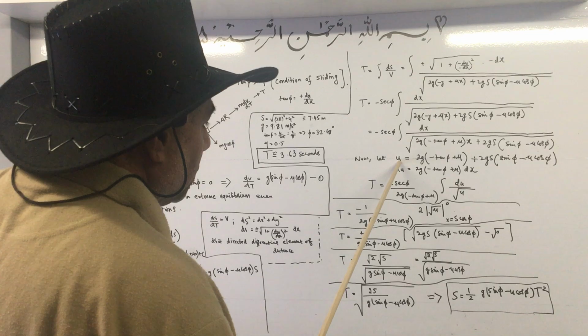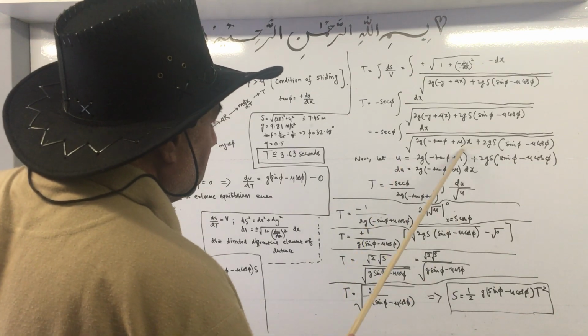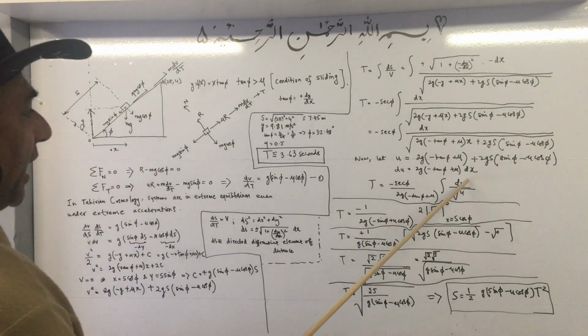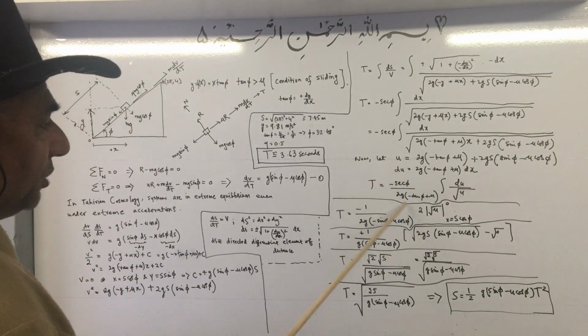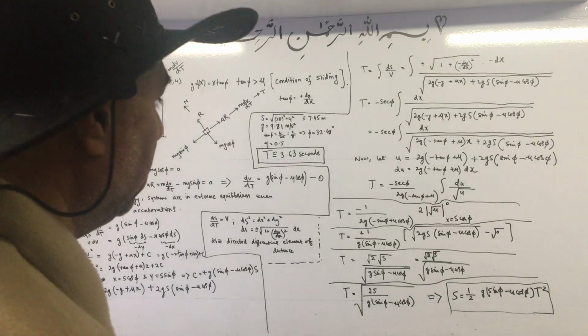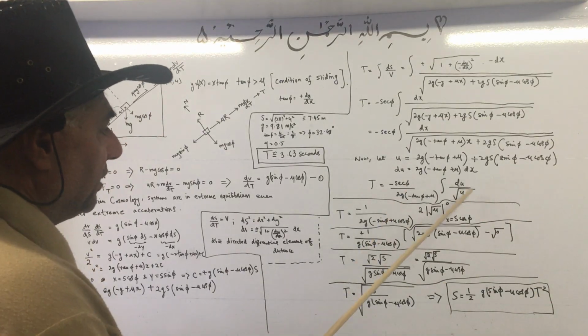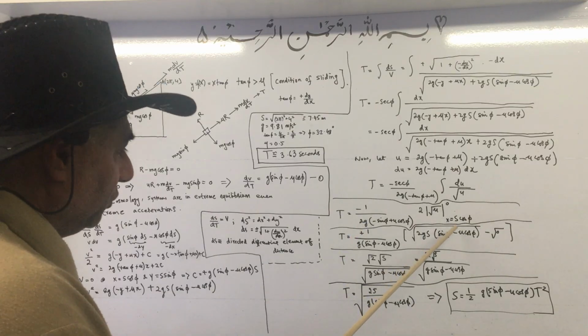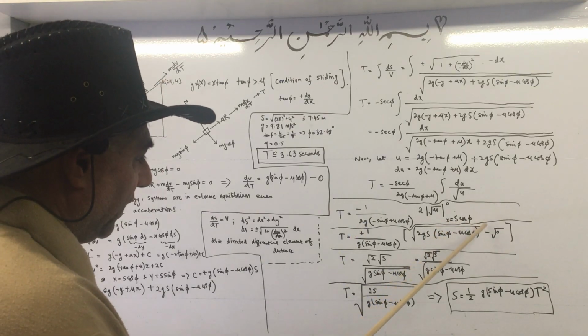So you consider u equal to this expression. Then du is equal to this dx. Okay, so then you use the integration by substitution method. When you substitute, you get this one. Then when you integrate this, you get this one. Okay, now your limits: x is equal to s cos phi to 0.